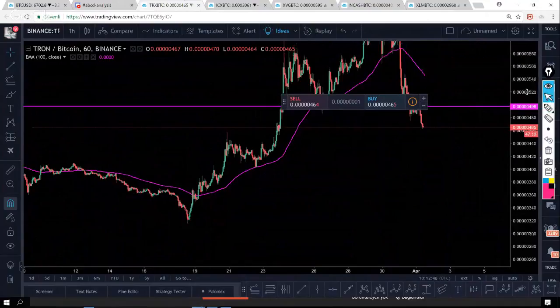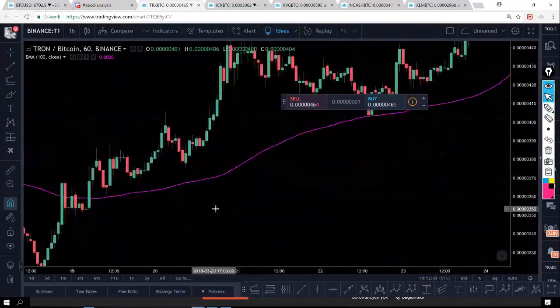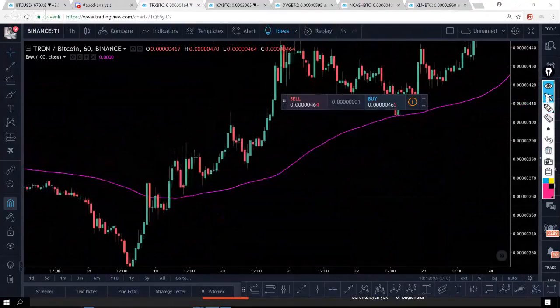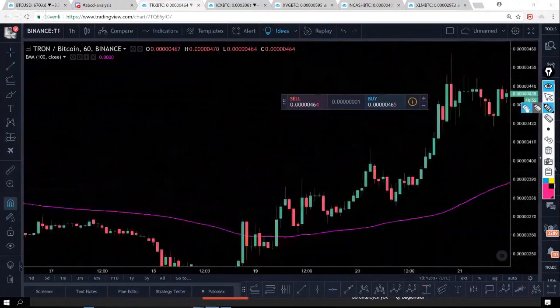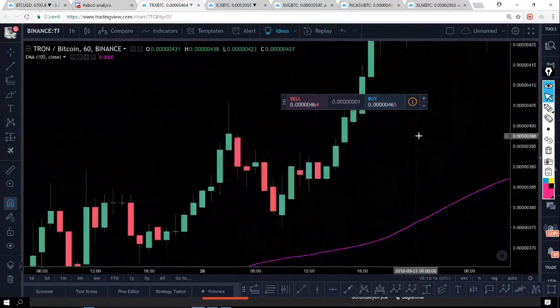Yes, in here we can look for an ABCD move. I'm looking at this pattern, or this pattern, to find the new ABCD. Yes, maybe I can find it in here. I want to check it from clear, and of course I will add my stochastic RSI.